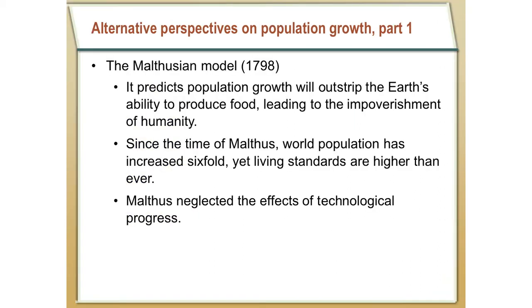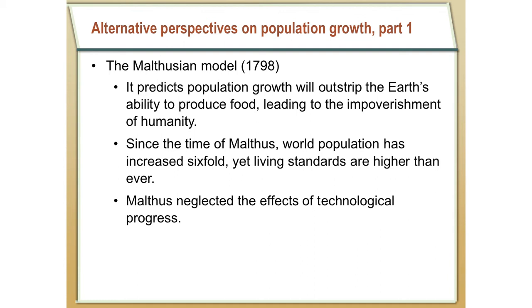I wanted to spend a few seconds talking about the alternative perspectives on population growth. This is a common misconception that some people still talk about today. This is the Malthusian Model, a couple hundred years old. Basically, Thomas Malthus was a political economist, a scholar, who predicted that population growth will outstrip the Earth's ability to produce food. And so that population growth will lead to basically the destruction of humanity, right?